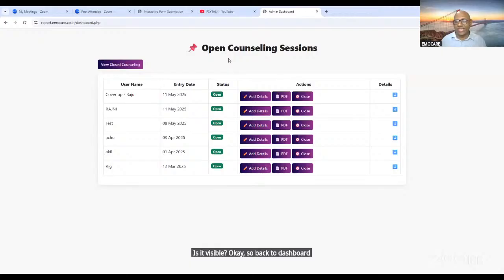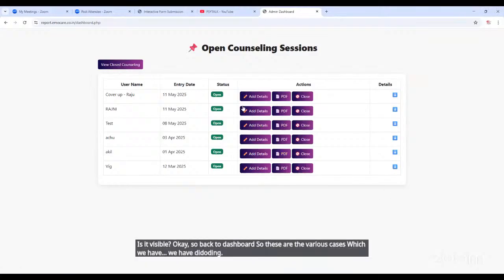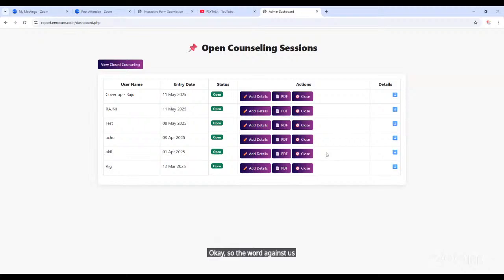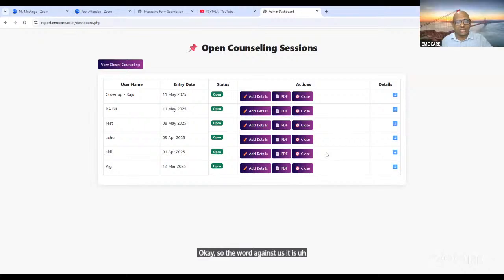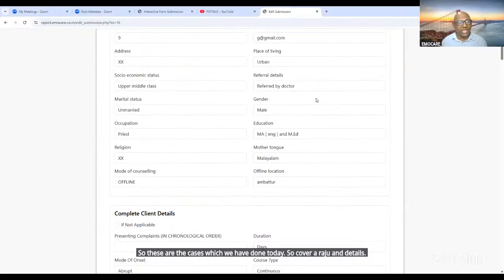So back to dashboard. So these are the various cases which we have done today. Okay. So the old cases, only 6 cases will be on the frame. So these are the cases which we have done today. So cover page, add details. So I'm adding other details.